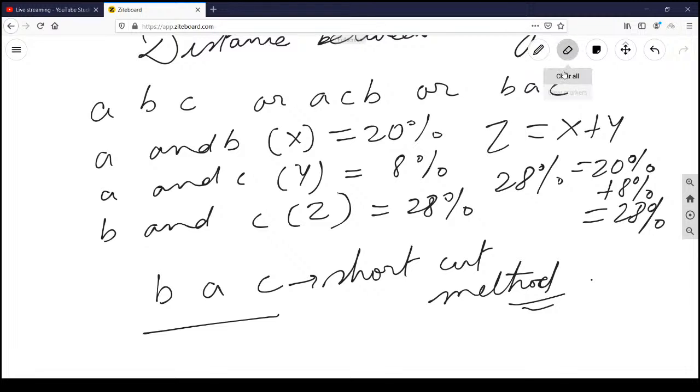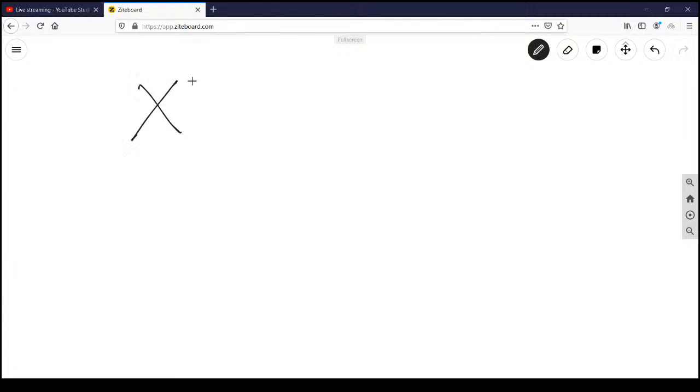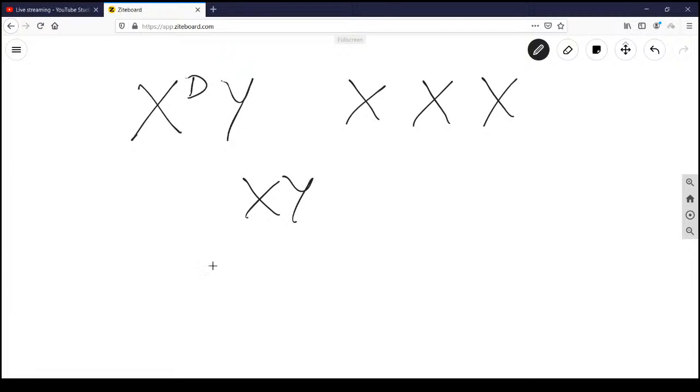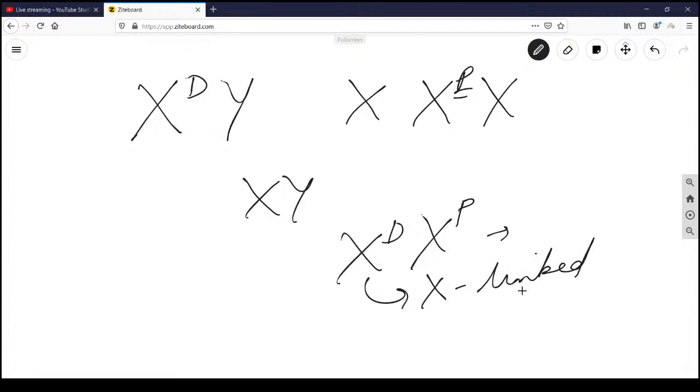He had this type of disease, X^D Y. He marries a normal woman. The sons are normal because they are getting the X from the mother, so they are normal. But the daughters get the X^D from the father, and even if they get a proper chromosome from the mother, the female still has the disease. That means what? It is an X-linked dominant disease.